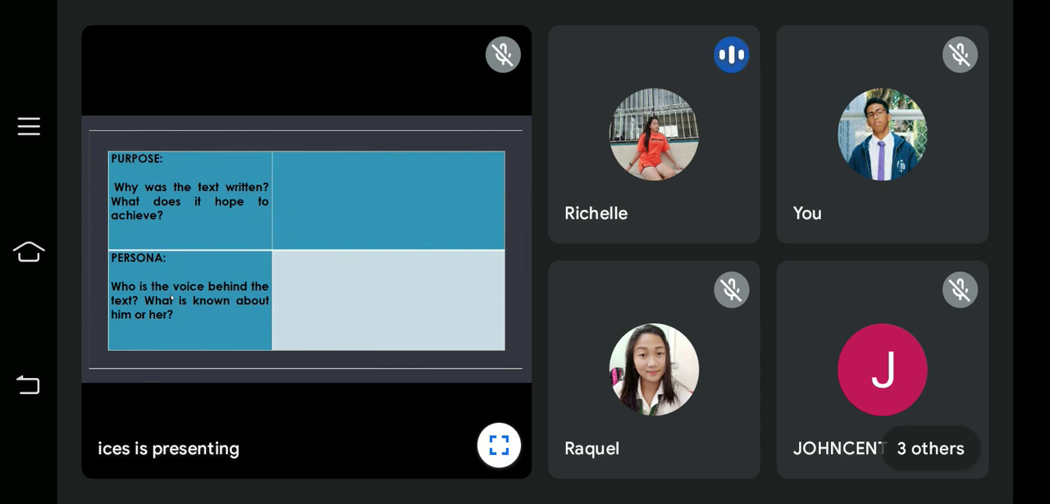I will give you 5 minutes to finish that organizer, and one of your classmates or any volunteer can share your answer in front of the class. Your timer starts now. You are given 5 minutes to share your answer.